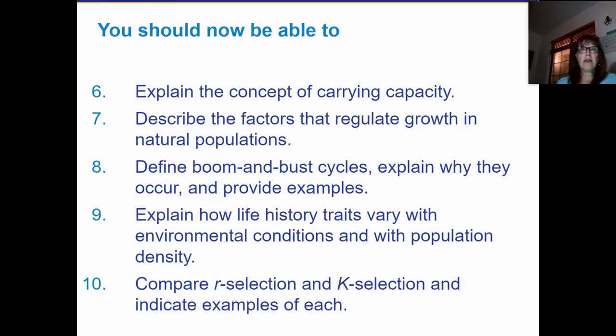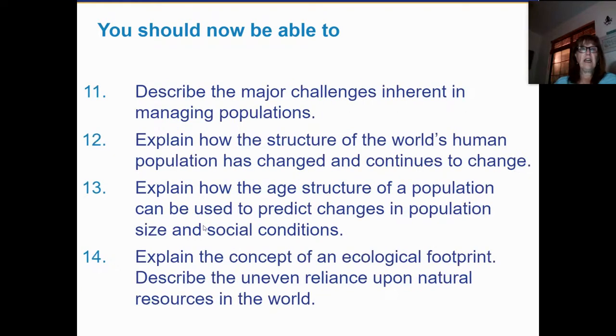What's a boom or bust cycle? How do they occur? Why do they occur? Give me an example. You should be able to explain life history traits, those traits for R selected and K selected. And you should be able to describe some of the major challenges that occur when we try to manage populations, or the reasons why we have to manage populations. Explain how the structure of the world's human population has changed and continues to change. Explain what an age structure is and how it can be used to predict changes in population sizes and social conditions. Explain what an ecological or carbon footprint is.